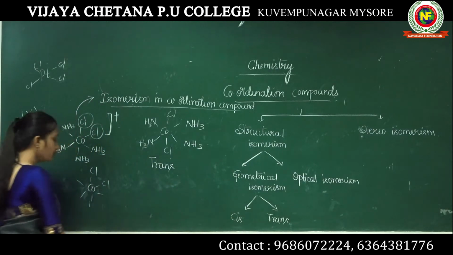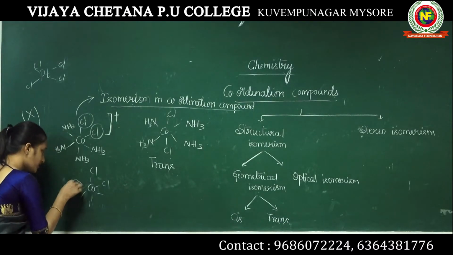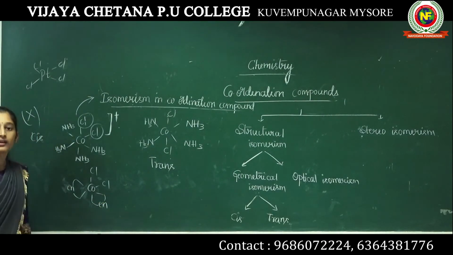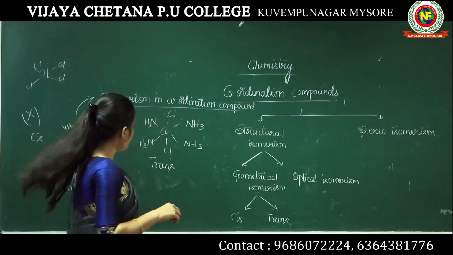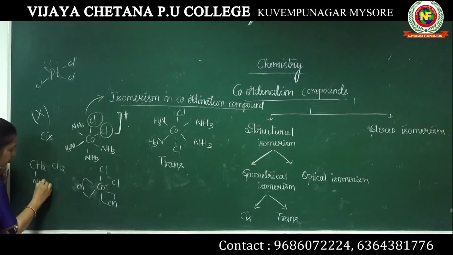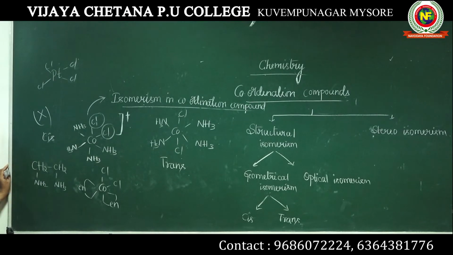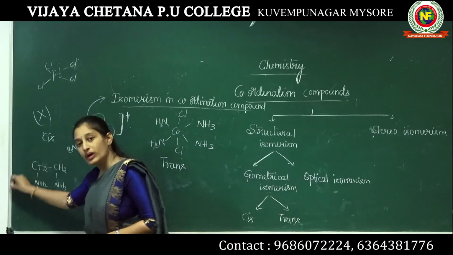And next one, one more very interesting example. See, here I am going to introduce an abbreviation, en. What is this en? en means ethylene diamine, which I explained in the last class. See, en is CH2, CH2, NH2, NH2. Here, which one is a ligating atom? Ligating atom means which atom contains a lone pair of electrons? Nitrogen. This is one molecule.